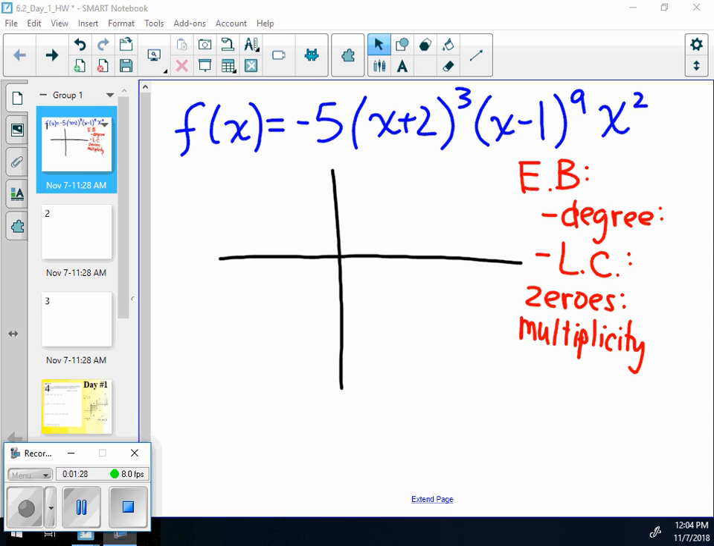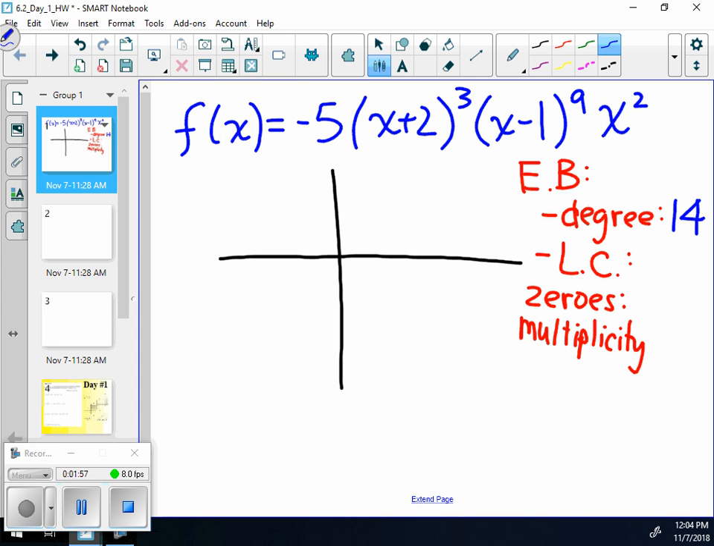So now that we've taken some time, we've looked at this problem, let's look at the degree of our function first. So who can tell me what they believe the degree is? Ryan, have you been able to calculate the degree? All right, who can remind us what the degree is? Okay, and how did you get 14?